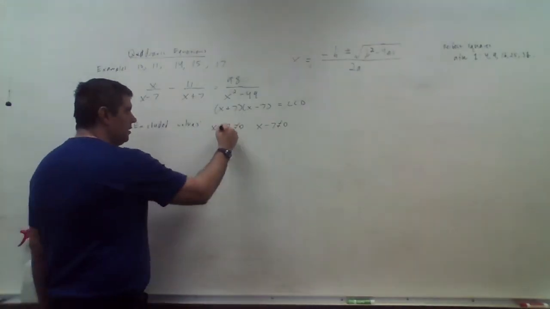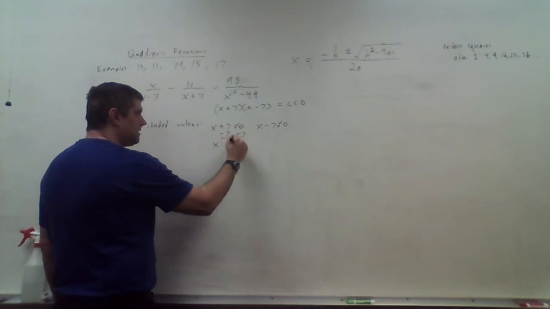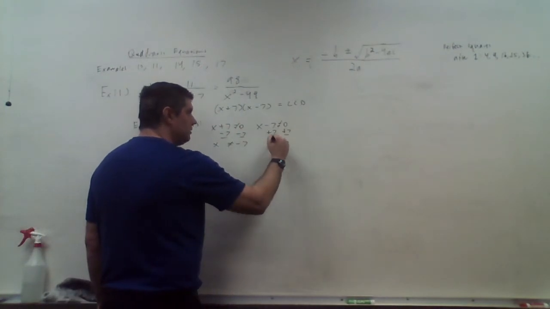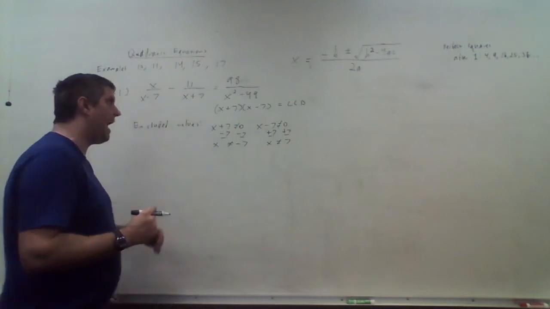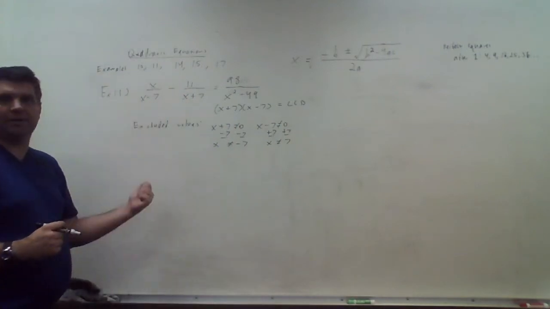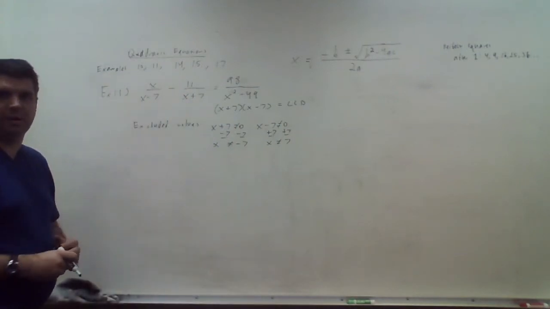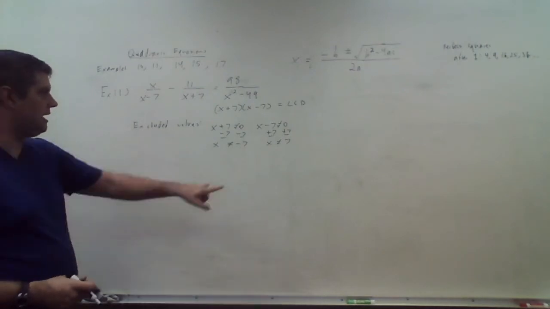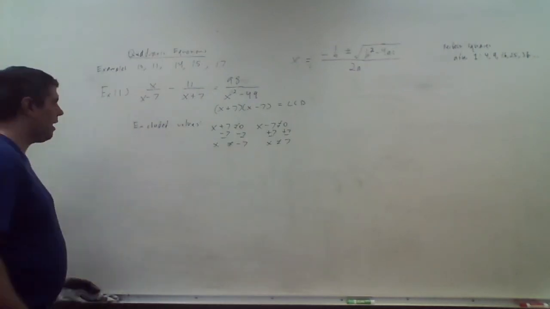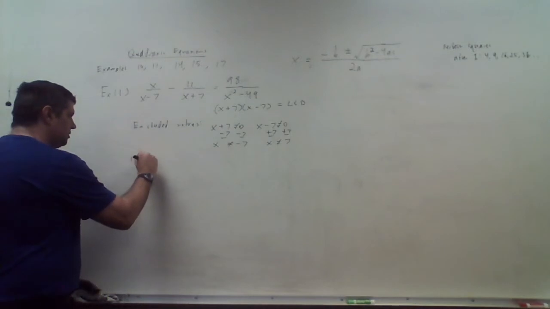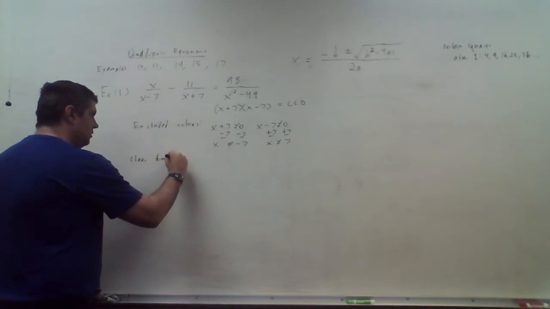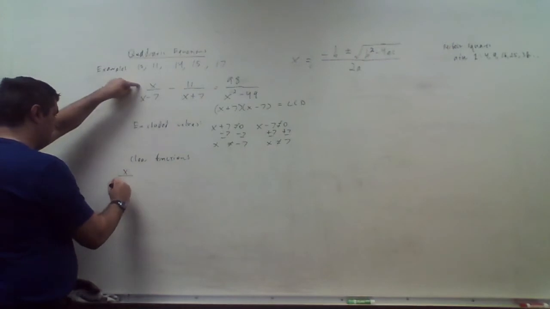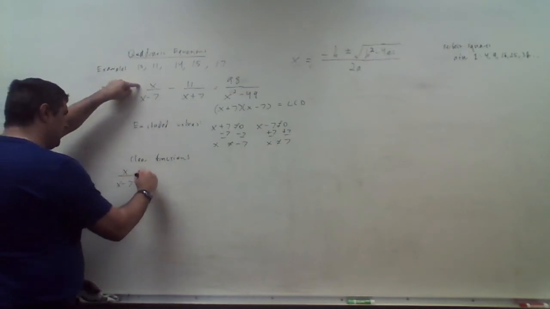Neither one of these can equal 0, nor can this. Okay? So x cannot equal negative 7. X cannot equal 7. We have to avoid any value which would make a denominator equal 0. Okay, because division by 0 doesn't exist. So x cannot equal these two numbers. Now, we're also going to clear the fractions. So we will multiply everything times the LCD.